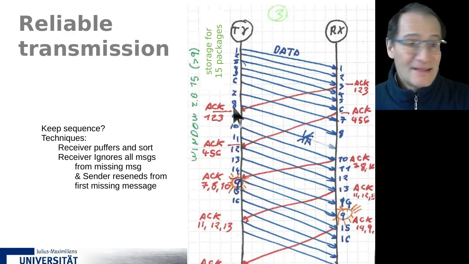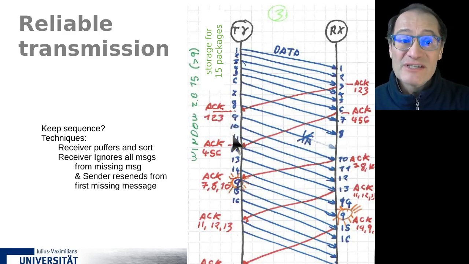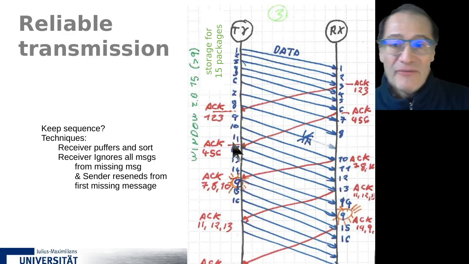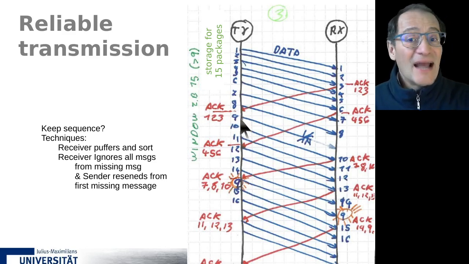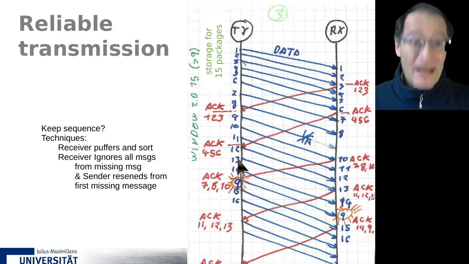And here, the sender window means how many messages I have to store before I get the acknowledgement for these messages. For example, if I have a window of 10, then I can send 10 messages and store up to 10 messages before I get the acknowledgement for the last 10 messages.